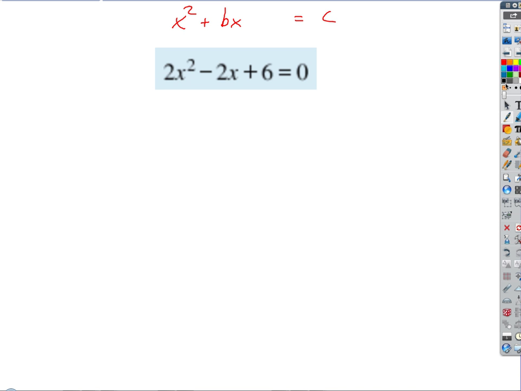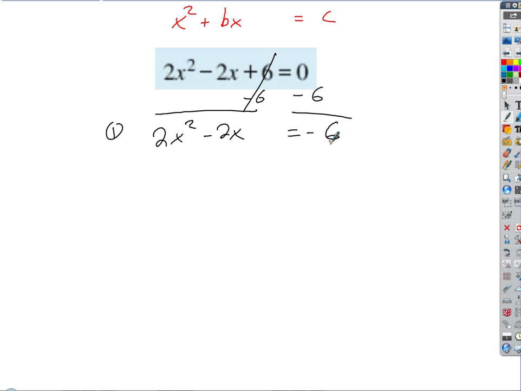So if we do that, then we're going to get, here's step 1, 2x squared minus 2x equals negative 6. Okay, now what else? Half of b goes in squared. Okay, but we're not quite there. Notice that the x squared has to be by itself, and it's not yet. It's being multiplied by 2. What am I going to do here? Divide by 2.